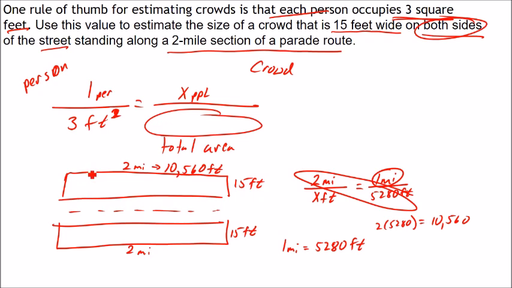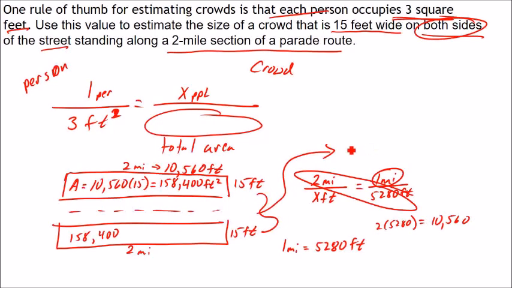Now, these little blocks in here, that's where the people are standing. So I need to find those areas, but I need to find both of them. I'm going to find the top one up here. This is a rectangle, so the area is length times width. That's 10,560 times 15, and that will give me a total of 158,400. This is in feet squared. Since both of these rectangles are the same, this one's also 158,400.